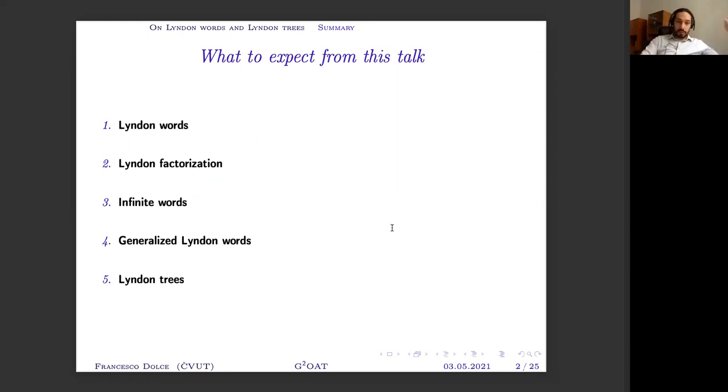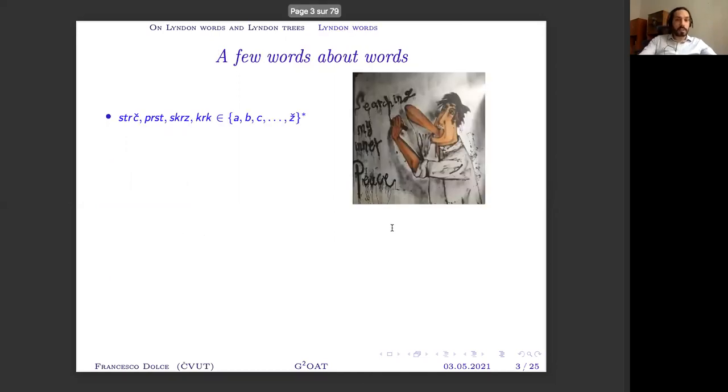It's called Lyndon factorization. And then I will talk about some more specific stuff relating to infinite Lyndon words or factorization of infinite words in general. I will also introduce two things that are relatively new and were introduced by different authors: the so-called generalized Lyndon words, and then I will also talk about Cartesian trees and Lyndon trees. Okay, so let's start with the beginnings.